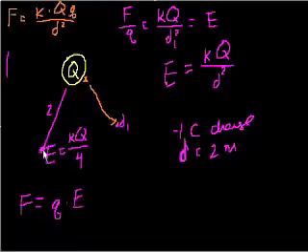So in this case, we said the electric field at this point is equal to, and the units for electric field are newtons per coulomb, and that makes sense, right? Because it's force divided by charge, so newtons per coulomb.